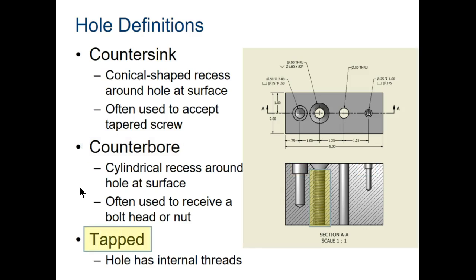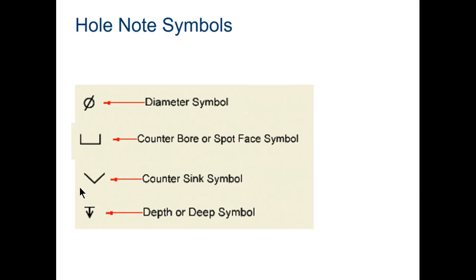And then the last idea: when a hole is threaded, it's referred to as tapped. I'm probably going to say threaded rather than tapped, but the technical term is tapped. A tap and die is what you use to cut those, and so if you see the threads in there, it's got a tap. These are the symbols you will see for the hole notes.